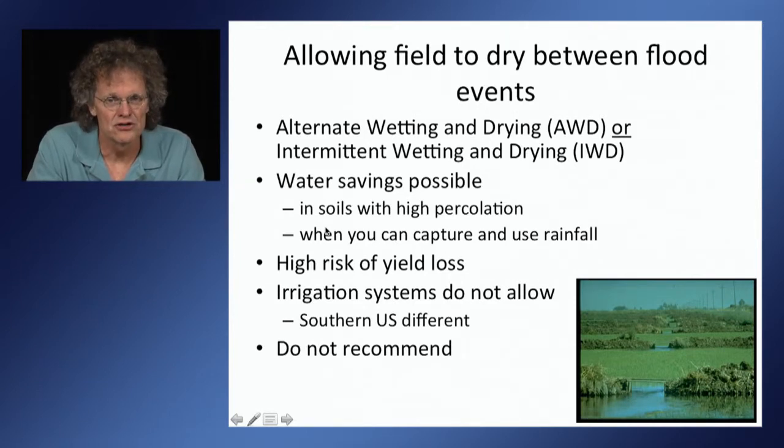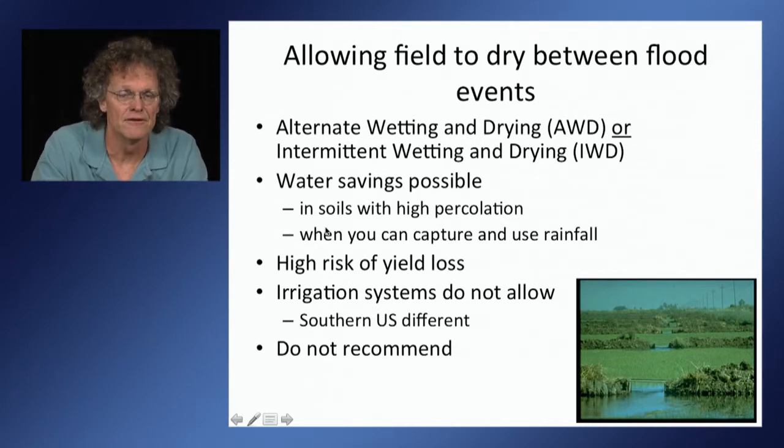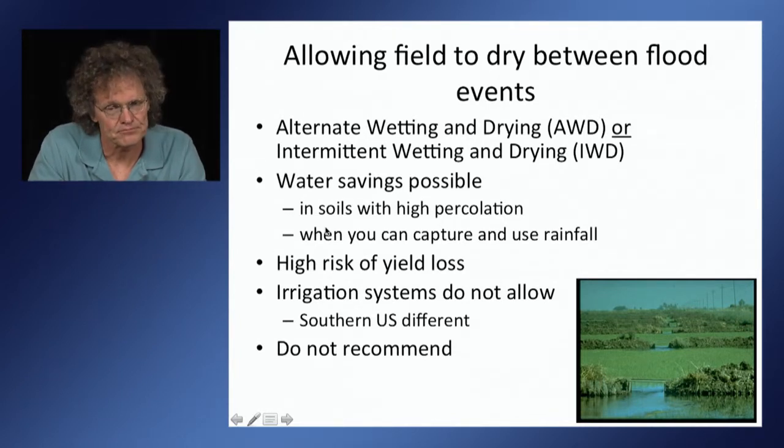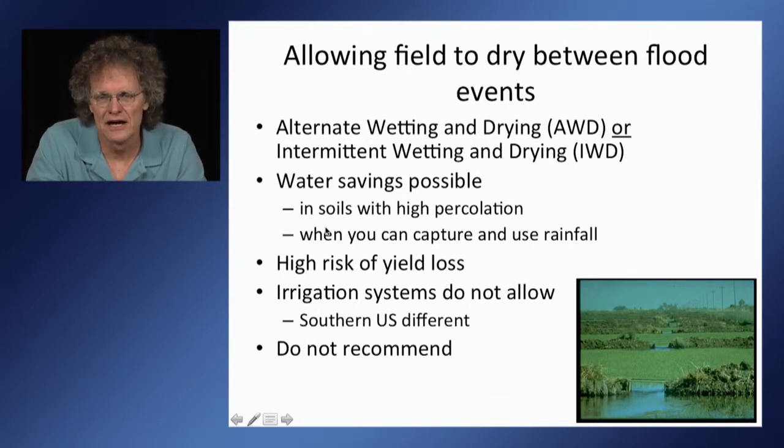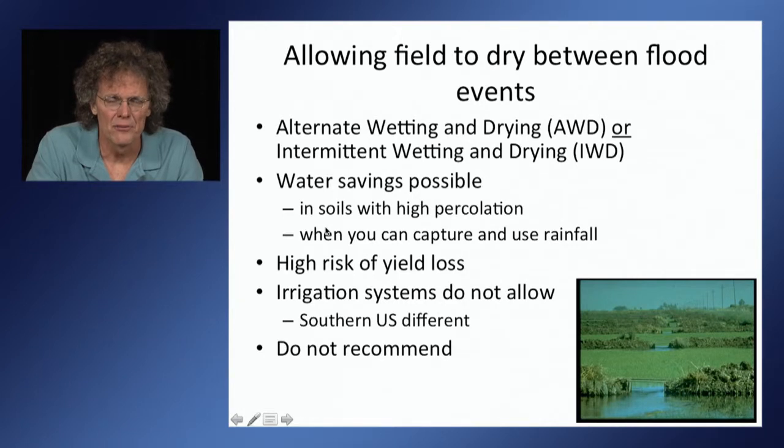Now in California, our soils do not have high percolation. They have very low percolation. We have very heavy clay soils and a hard pan underneath these soils, which really prevent a lot of downward percolation, which is good for rice systems. And also, we do not have rainfall during the growing season, or at least very little. And so our systems aren't designed to capture and use that rainfall in any way that would help us reduce our irrigation inputs. So the other problems associated with this is there can be high risk of yield loss.